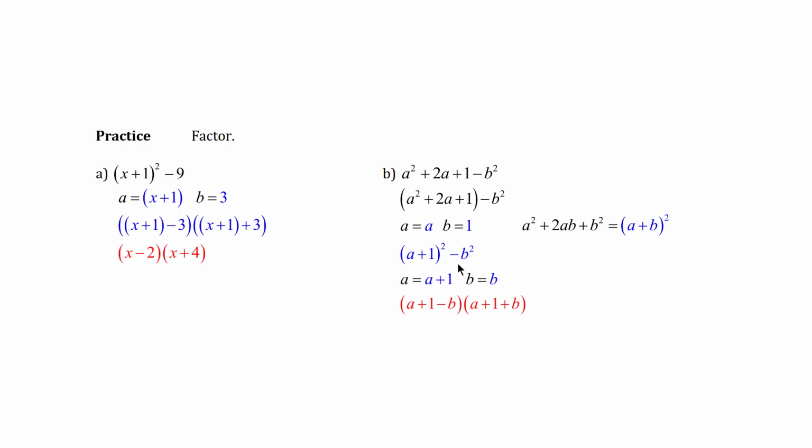From here, we factor this as a difference of squares. Our value for a is a + 1, and our value for b is b. We substitute our values for a and b into the difference of squares formula. We get (a + 1 − b)(a + 1 + b).